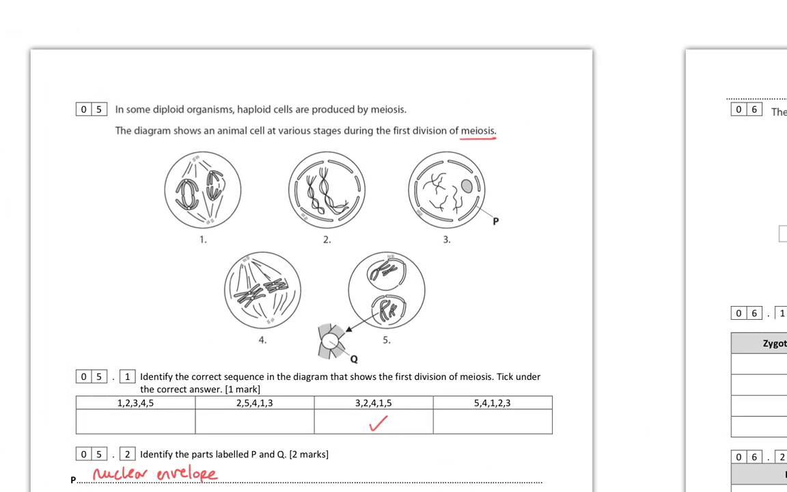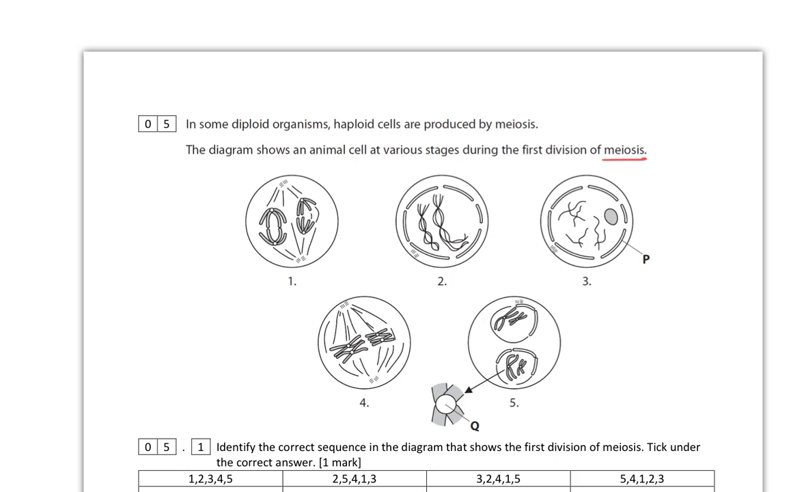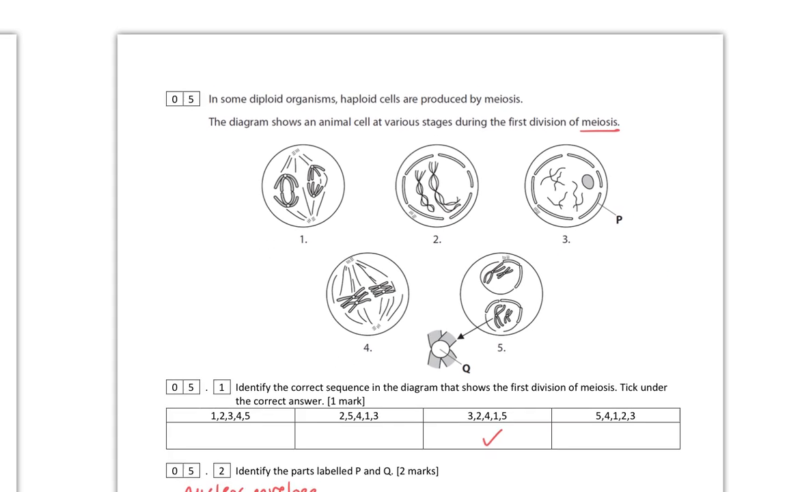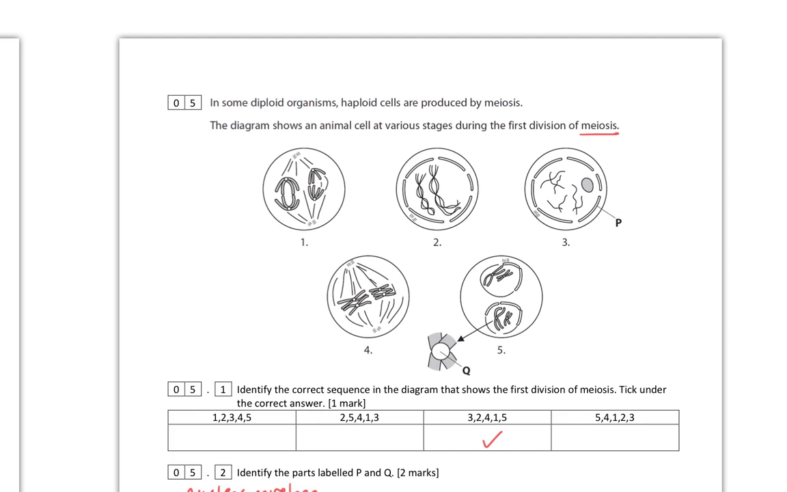And then number 5 is meiosis. It's quite hard to get wrong. 5.1 is because I've got a nucleus present, and then the chromosomes are condensing. I've lost the nucleolus as well. Then it's going from 3 to 2. Then they align on the equator. Then they go to number 1, and then they're going to go over here. So it's 3, 2, 4, 1, 5.